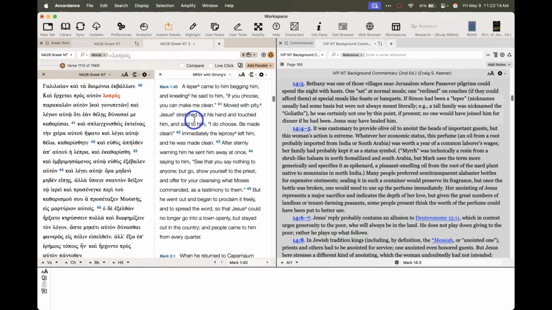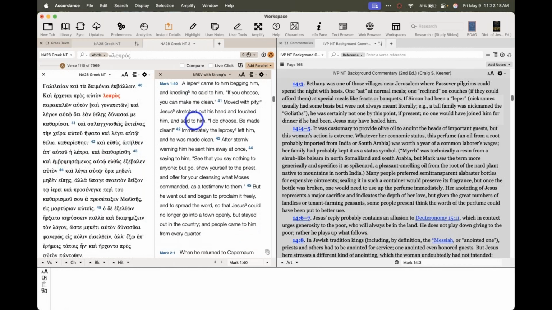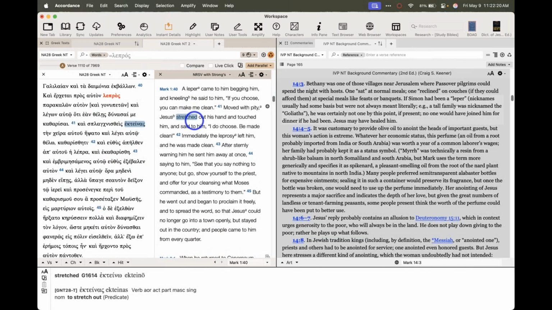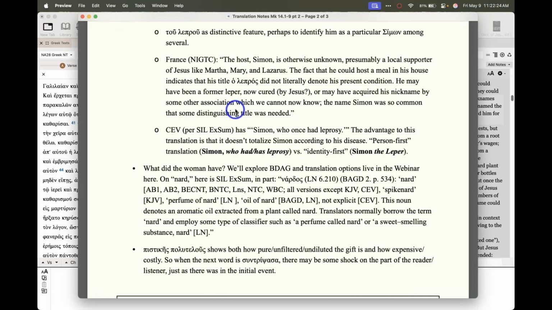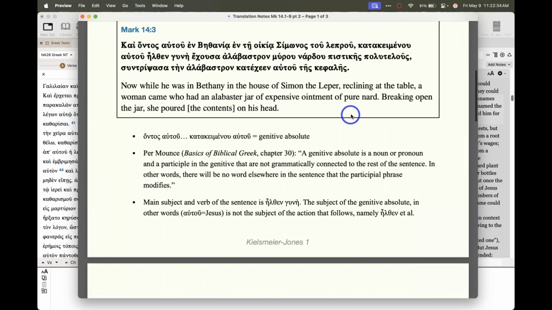Theoretically, it is even possible that this person is Simon, but there's just not a whole lot about this in Mark. There's a little bit here, but anyway, he's an important person because he's hosting this meal. And now the focus shifts from him, as important as he is, to this woman. So we're going to move now to the woman.